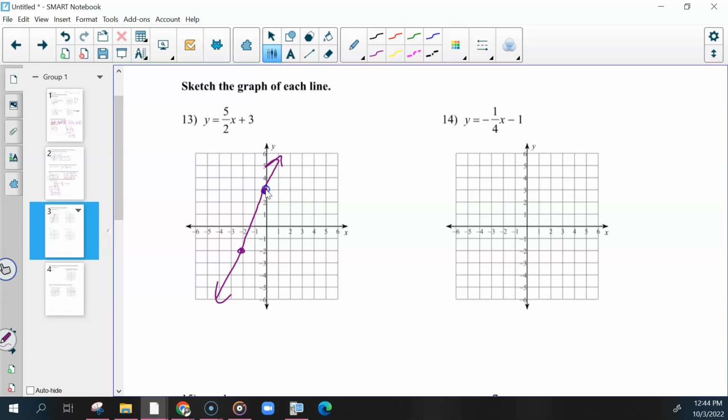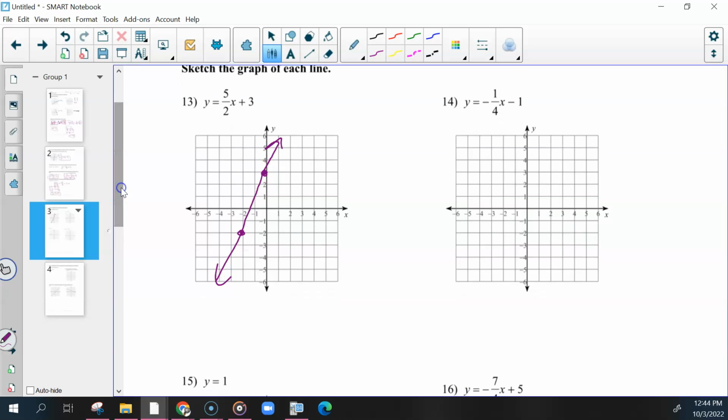So all of these problems were worth 2 points, getting the correct slope and y-intercept, but if you didn't plot all of your slope points, or you plotted your y-intercept incorrectly, or if you didn't draw arrows, you started to lose out of that 2 points. Make sure that your slope is correct, or a negative slope.